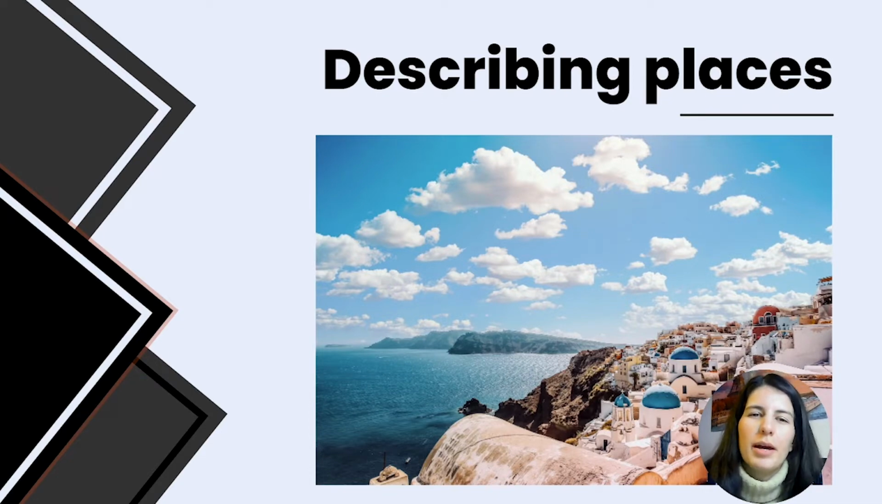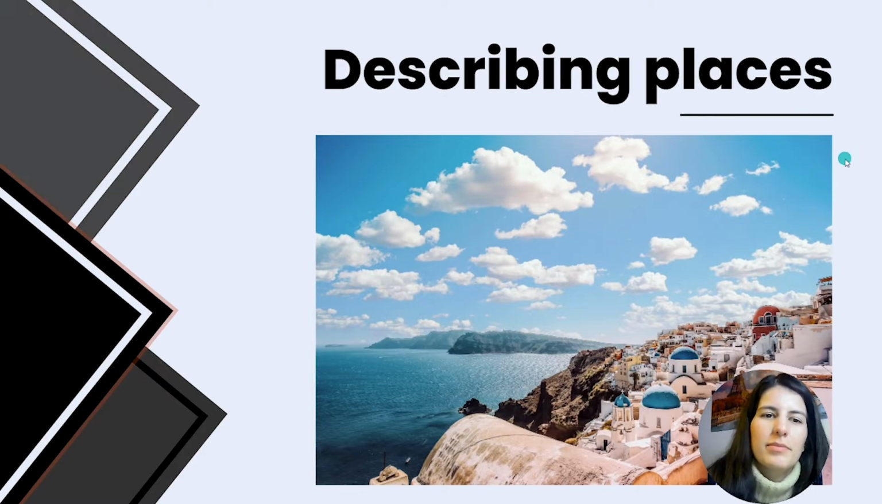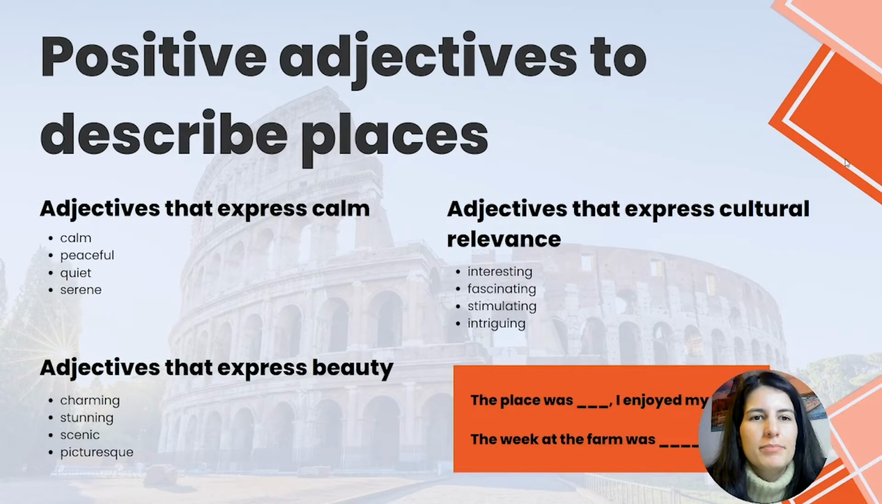start by talking about describing places in English. So here are some positive adjectives that we can use to describe places in English. We can say, for example, that a place that you visit is calm, right? Or peaceful, quiet, or serene, right? Like Rome. Rome is very peaceful and serene. At least I imagine. I've never actually been to Rome, not yet at least.